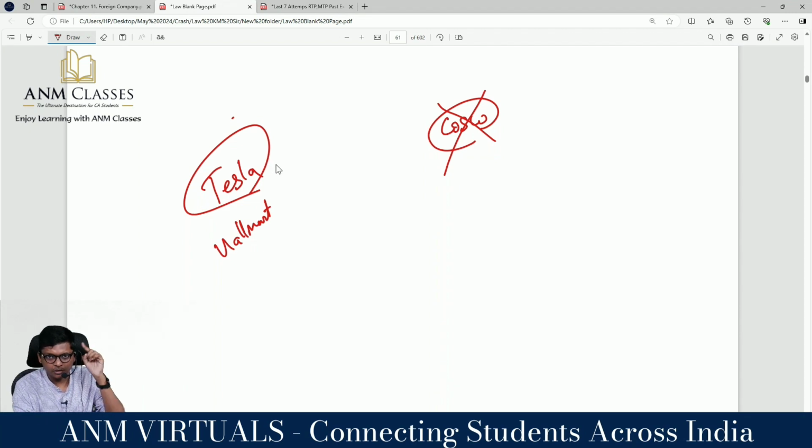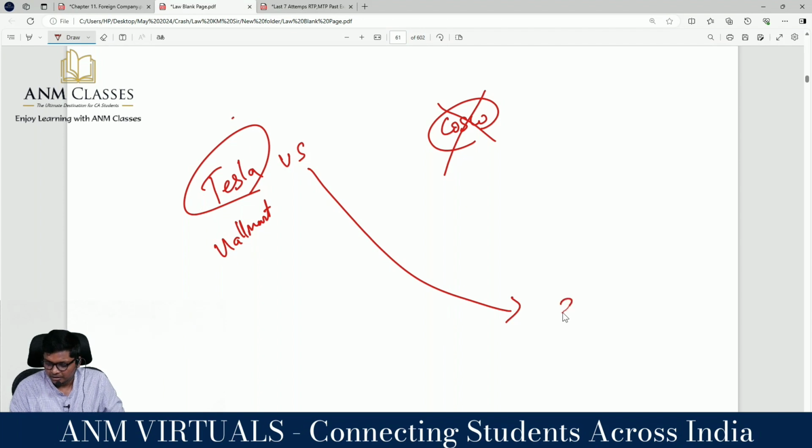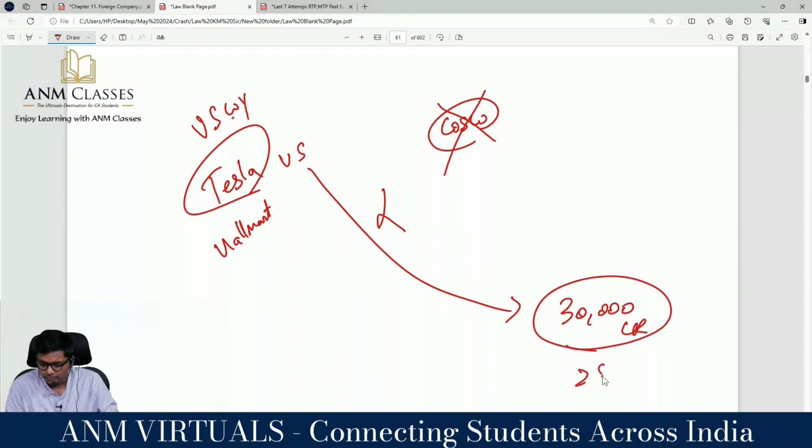Tesla is a US company. Now, imagine Rohit tomorrow has earned 30,000 crores. Now, Rohit purchased Elon Musk's Tesla. So, now Tesla is still a US company, not having place of business in India, but the full shareholder, more than 50%, is Rohit. Is he doing business in India? Why should he follow the Indian Companies Act?